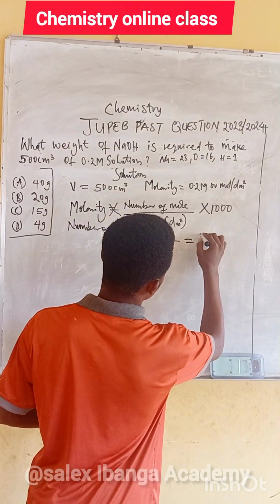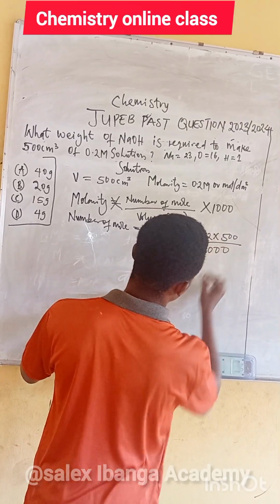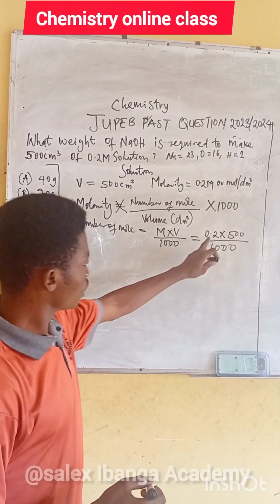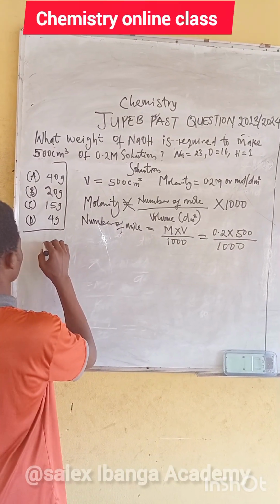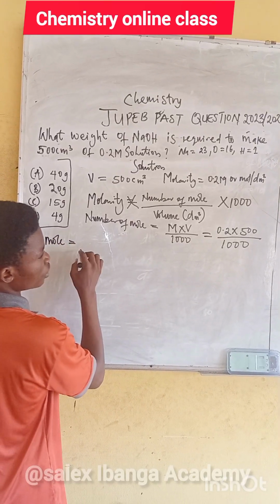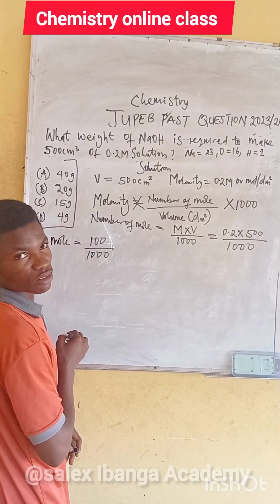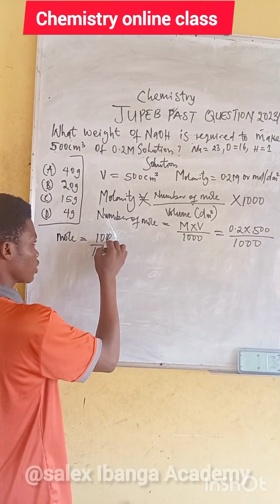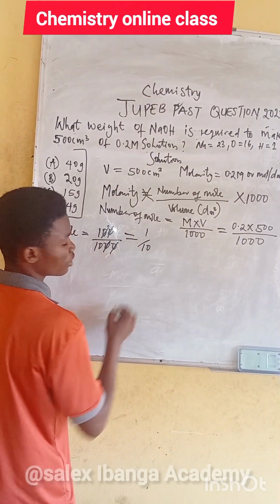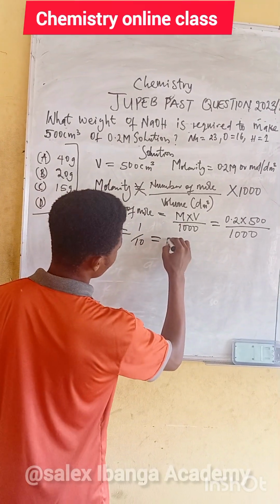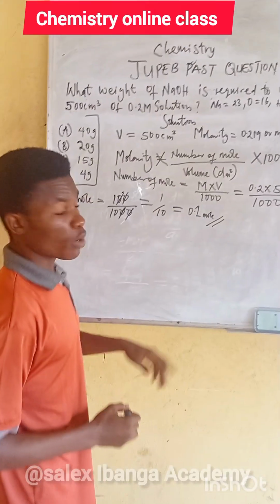My molarity is given to be 0.2 times my volume, 500 in the equation, divided by 1000. My people, 0.2 times 500 will give us 100, divided by 1000. The zeros will cancel. We end up having 1/10. So 1/10, we are having 0.1 mole. My people, we have gotten our moles.